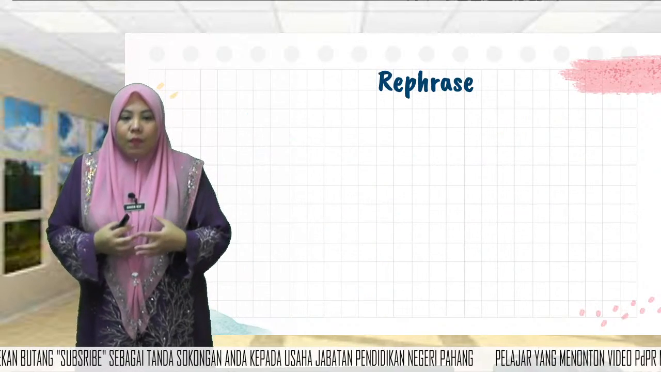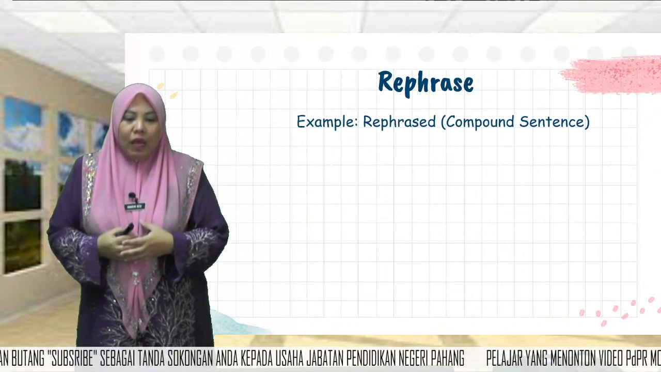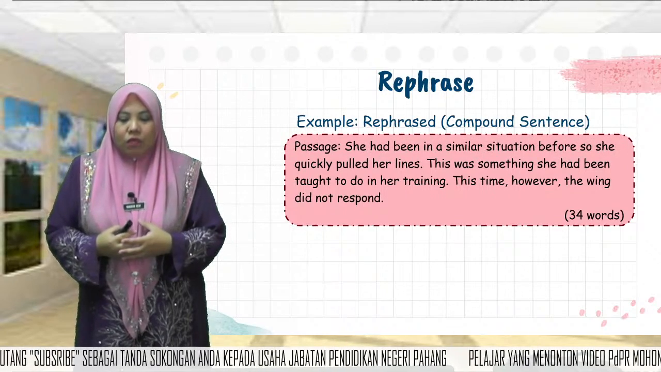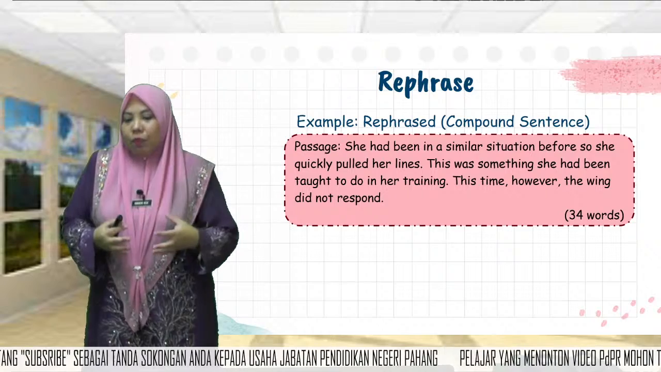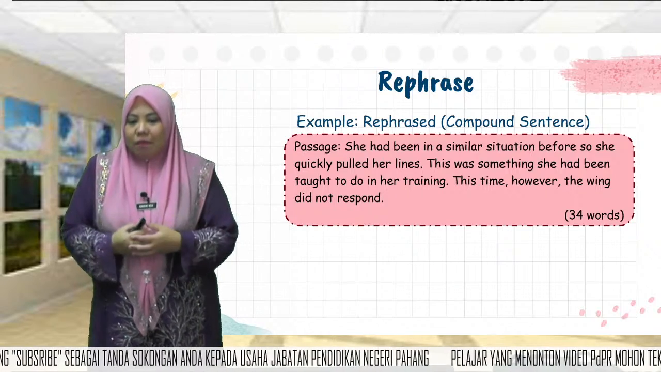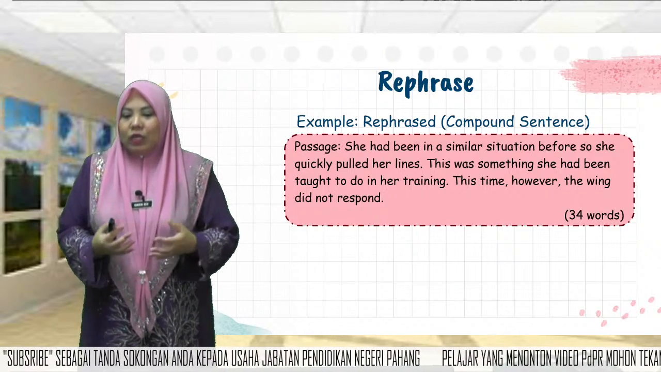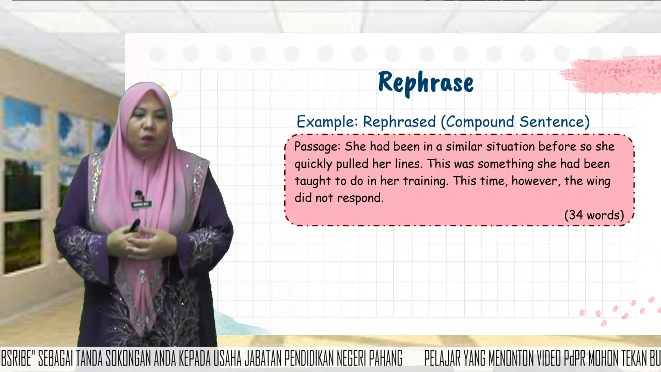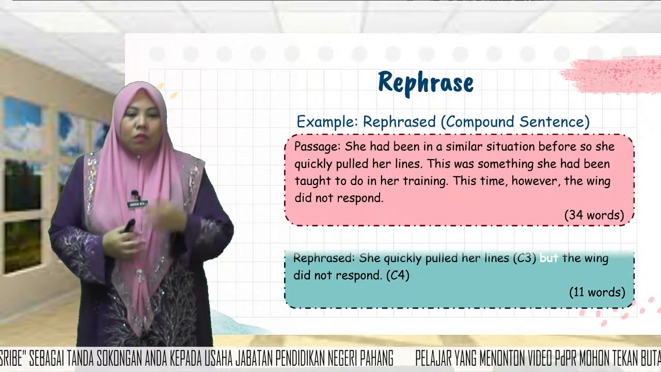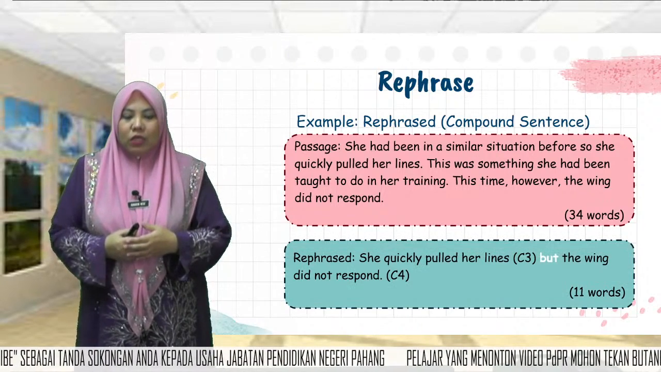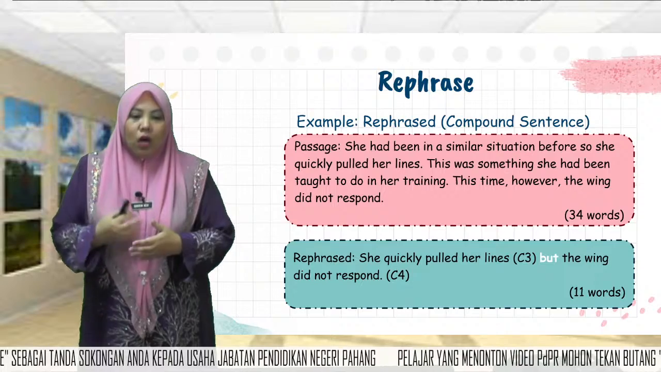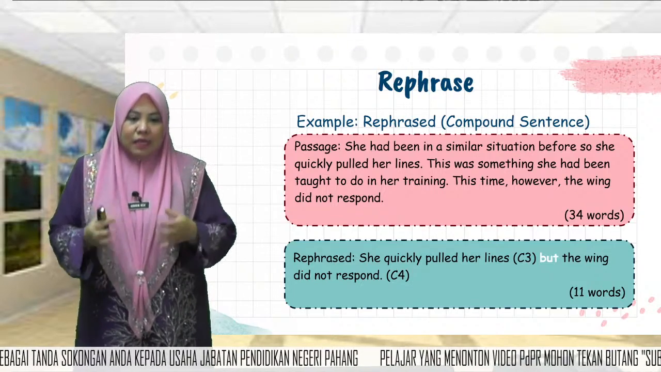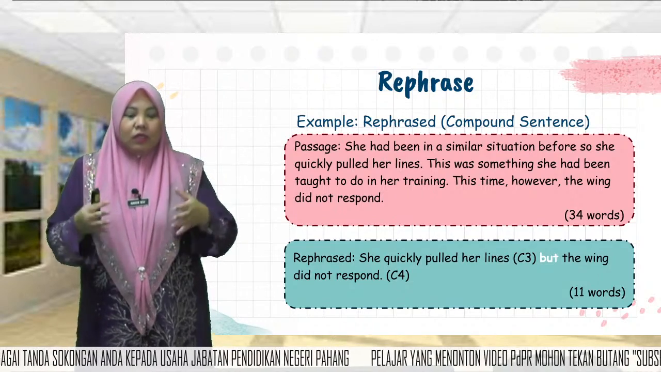Okay, from the passage, we have: she had been in a similar situation before, so she quickly pulled her lines. This was something she had been taught to do in her training. This time, however, the wing did not respond. So if you count from "she had been in a similar situation" until "did not respond", altogether this is 34 words. So when you rephrase this sentence, you have to make it shorter.